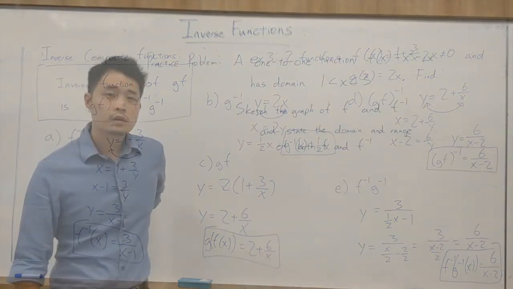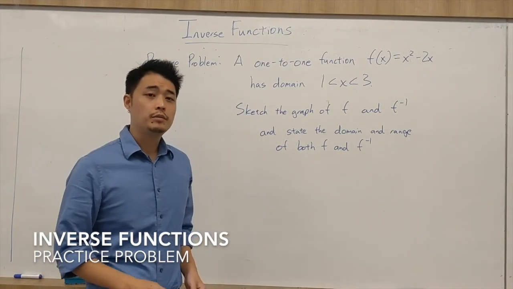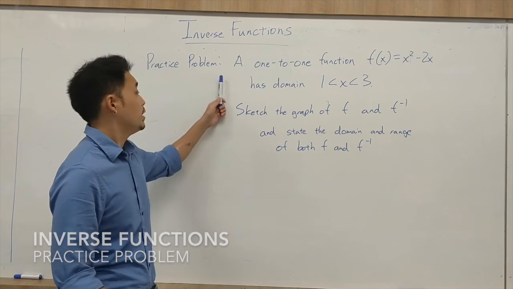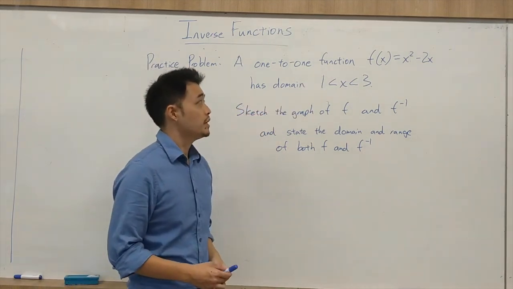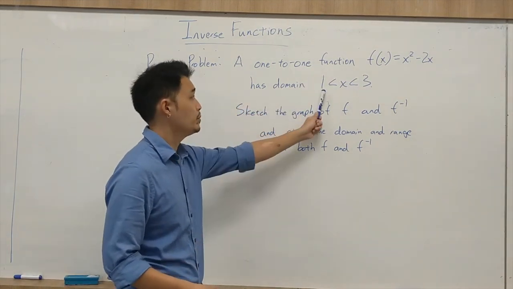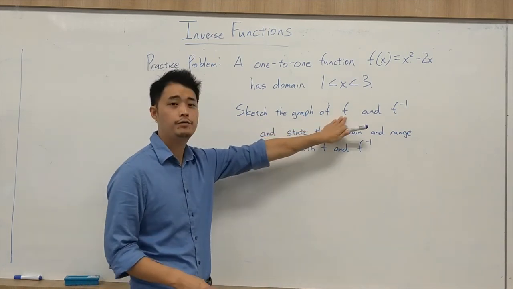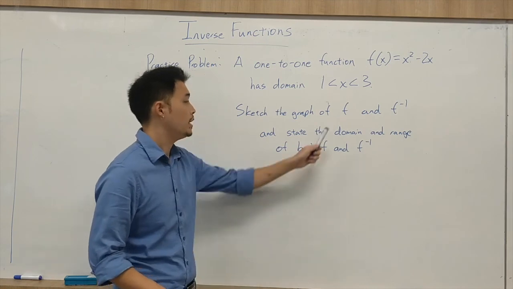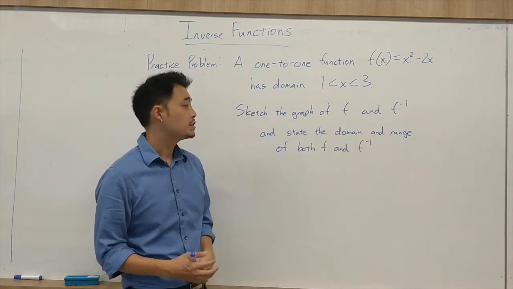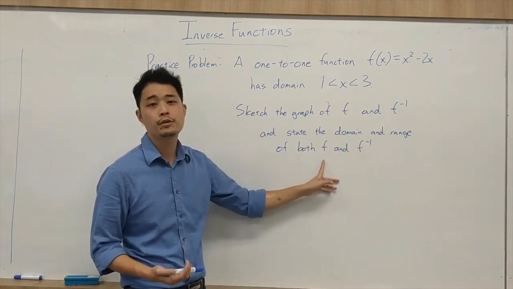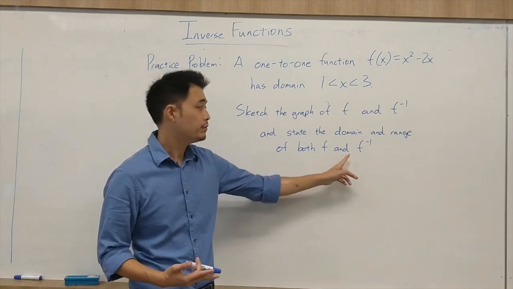Okay guys, here's your practice problem for tonight. A one-to-one function f of x equals x squared minus 2x over the domain 1 to 3. Sketch the graph of both f and the inverse of f, and state the domain and range of both function f and the inverse function.